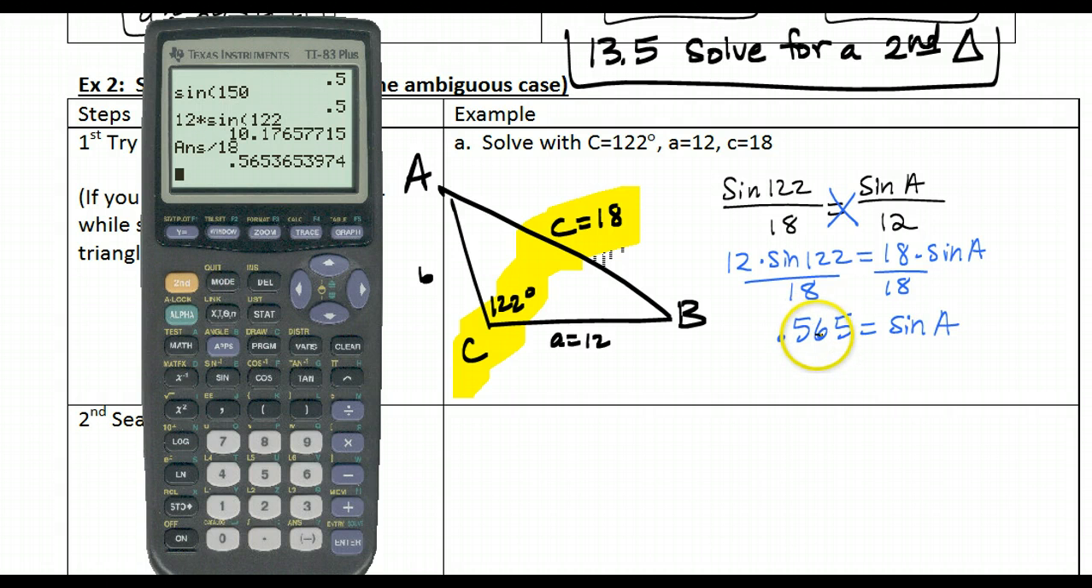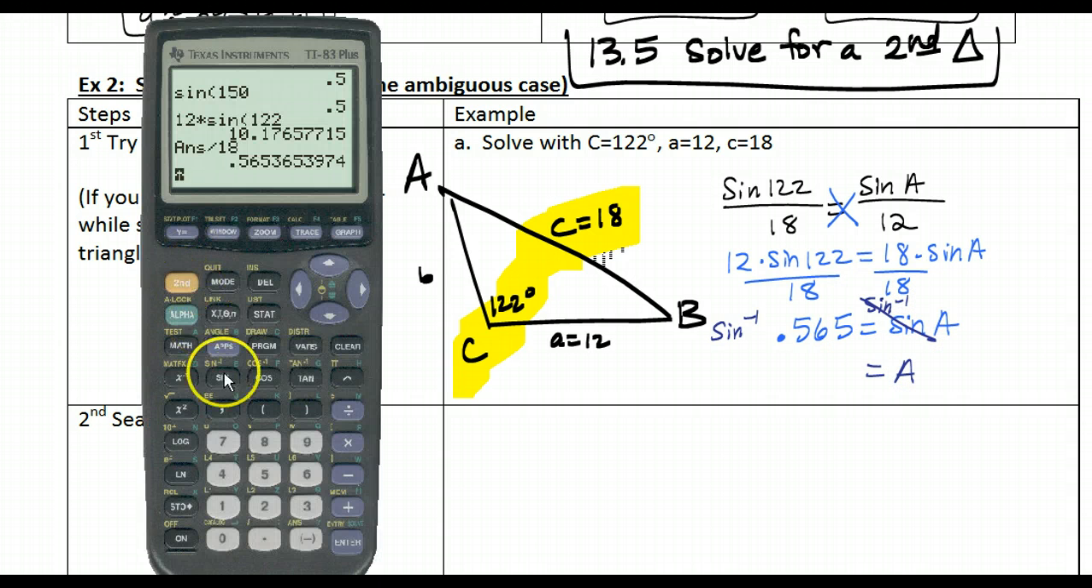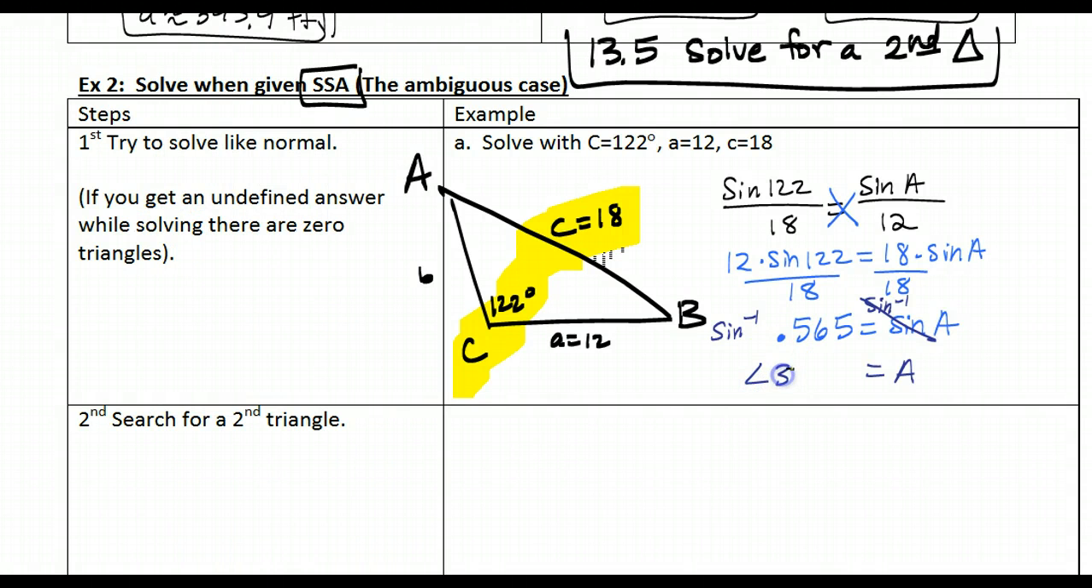Now, to solve for a decimal like that, I need to take the sine inverse of both sides. That's how I can get rid of the sine so that I'm just left with angle A. Sine inverse is right above the sine button, and I recommend you use the ANS button so you don't have to round it or retype the whole thing. If I use this answer key, it will load up what was on the previous line of my calculator. And I end up getting 34.4 degrees. So that is my potential angle for angle A.